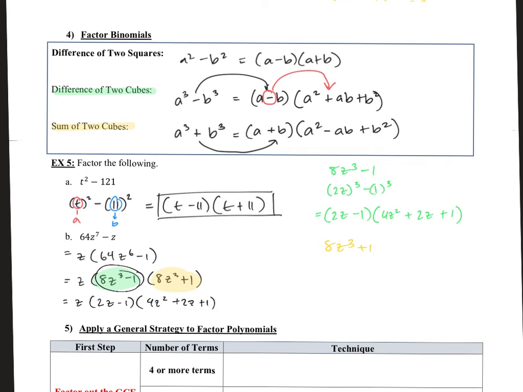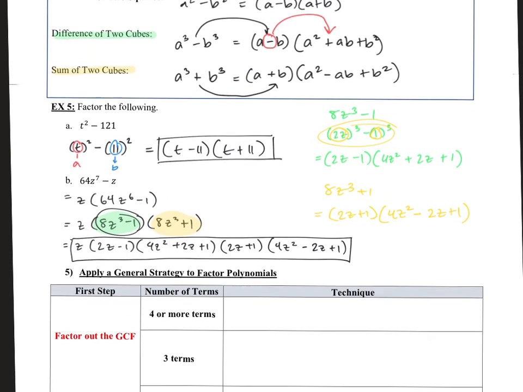The next one. Let's see, we can use the same idea here. So those are my a and my b values. And that factors into 2z plus 1, 4z squared minus 2z plus 1. Alright, let's go ahead and write that in. 2z plus 1, 4z squared minus 2z plus 1. And there we go, we factored that out. That is pretty intense. Very long.